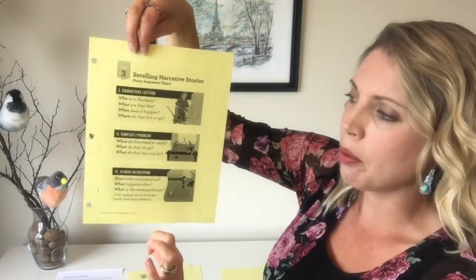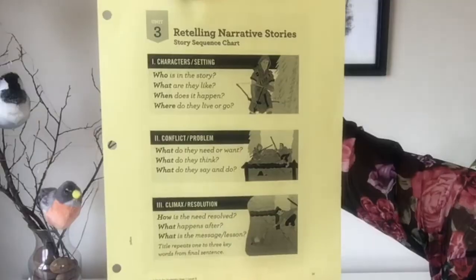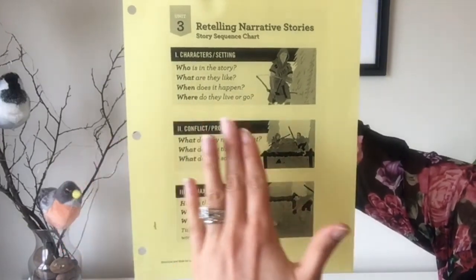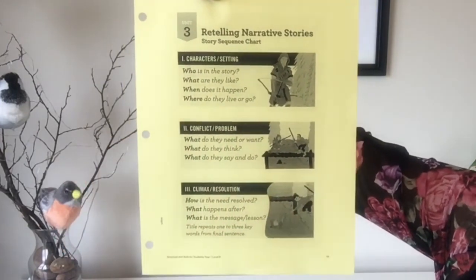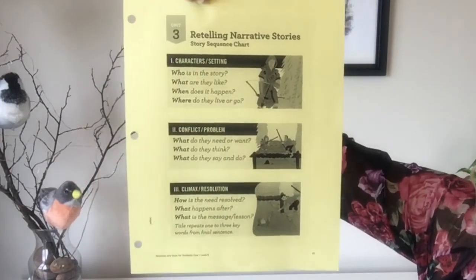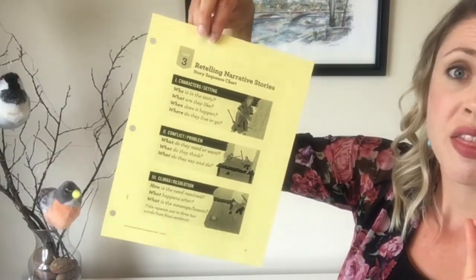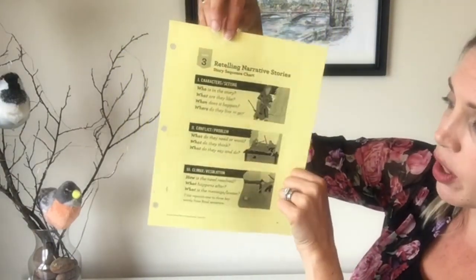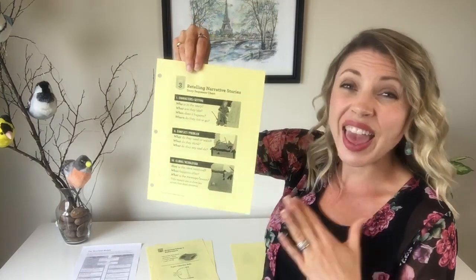Then, the job of paragraph number 2, you are going to explain the conflict. What is it that they want or need? What do they think? What do they say and do? That's the job of paragraph number 2. And that works for even complex problems, because even in a novel where you have many problems and many solutions, there's generally an overarching problem or goal that they're trying to achieve. So they can do that.